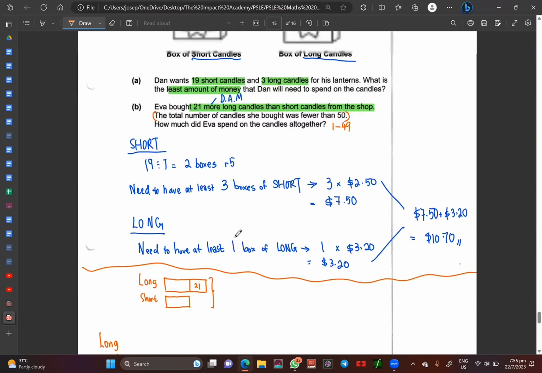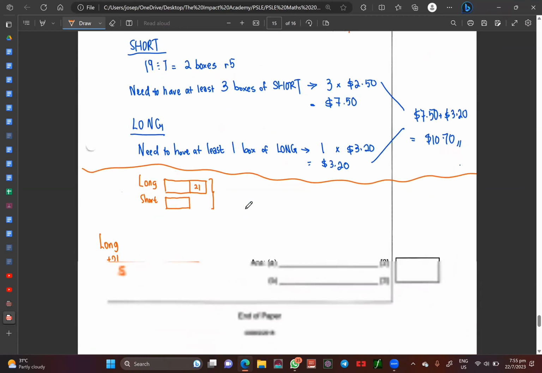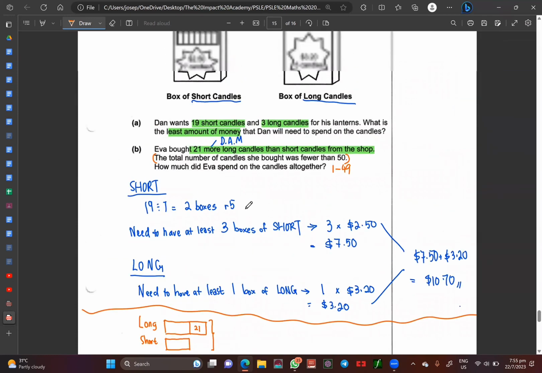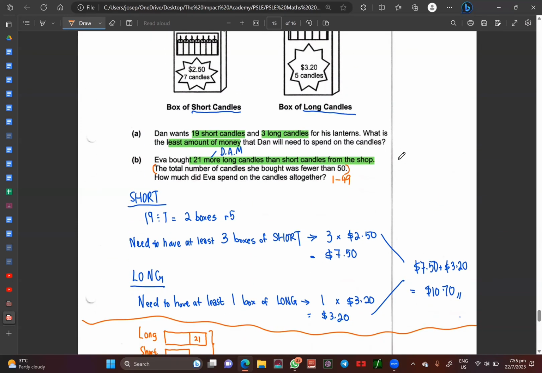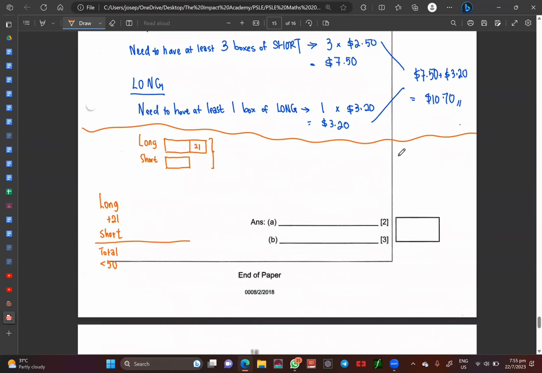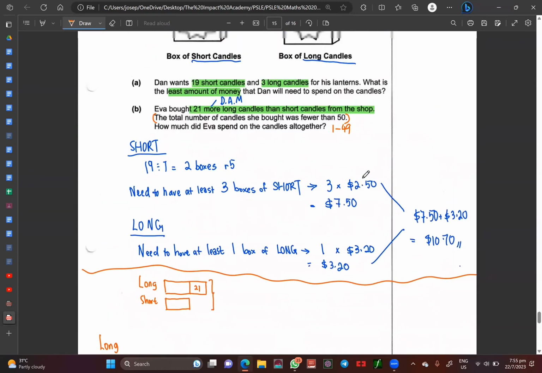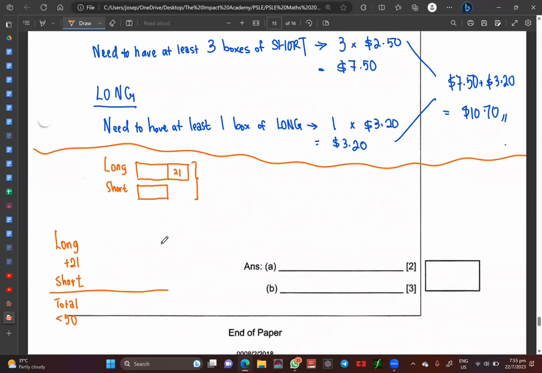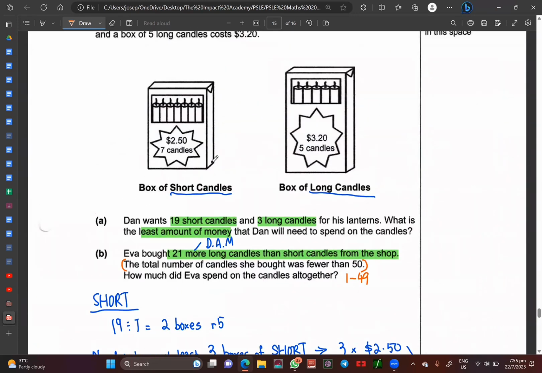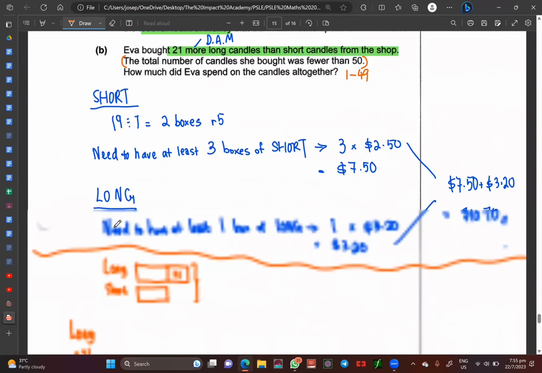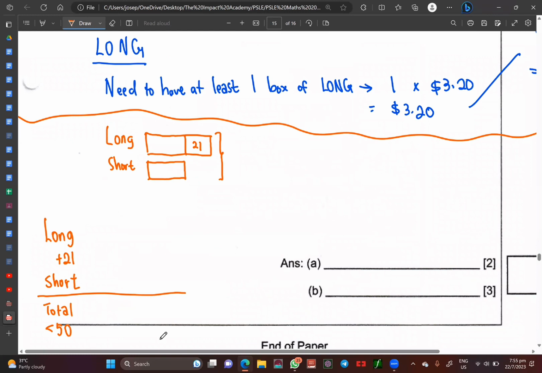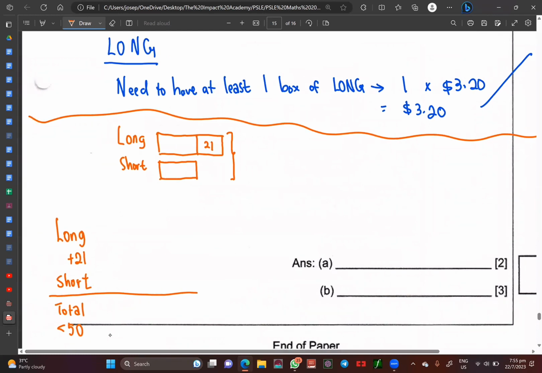Now I just want you to remember that the long candles have to be in multiples of 5, and the short candles have to be in multiples of 7. So I'm going to start simple by writing down that the short candle is 7. If the short candle is 7, isn't this also 7? So 7 and 21. This is the total.